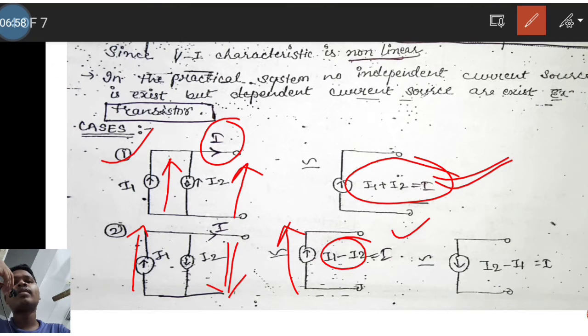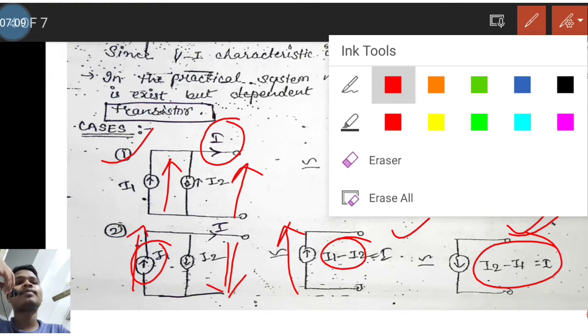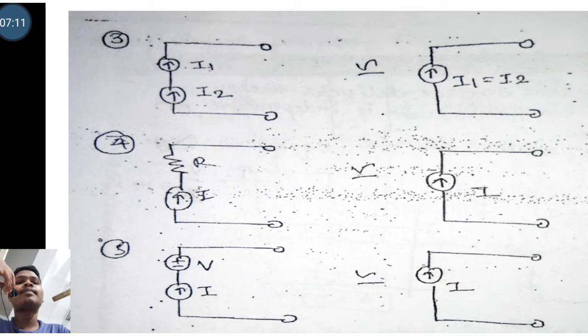Why? Because of that, the I1 current is very high. If the I1 current is less and the I2 current is very high, then this relation will be formed. Now come to case number 3.